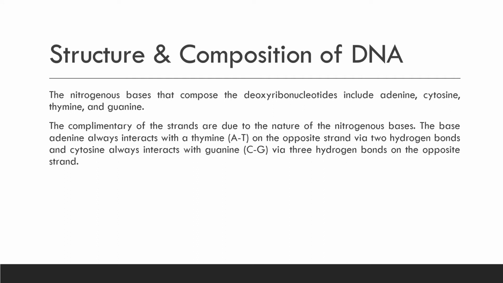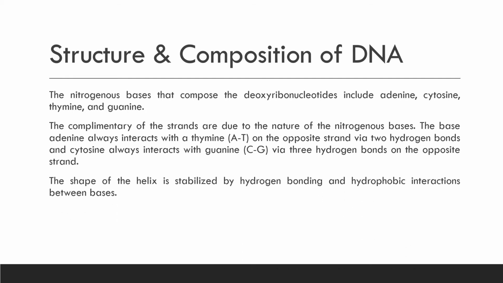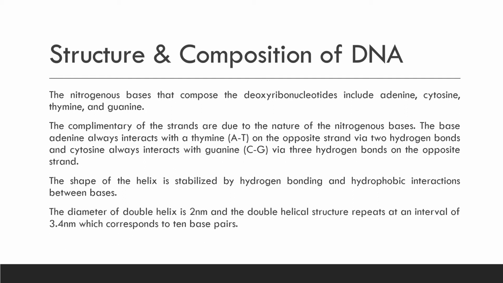The complementarity of the strands is due to the nature of the nitrogenous bases. The base adenine always, as we said before, interacts with thymine on the opposite strand via two hydrogen bonds. Cytosine always interacts with guanine on the opposite strand via three hydrogen bonds. The shape of the helix is stabilized by hydrogen bonding and hydrophobic interaction between bases. The diameter of the double helix is 2 nanometers and the double helical structure repeats at an interval of 3.4 nanometers, which corresponds to 10 base pairs.